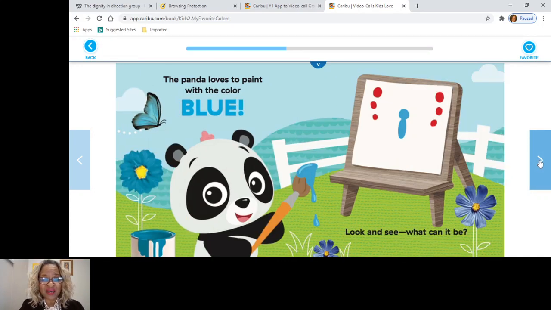The panda loves to paint with the color blue. Look and see, what can it be? Blue.